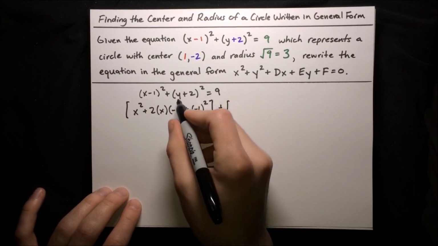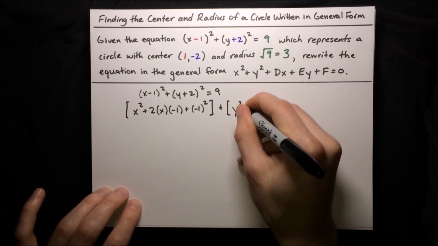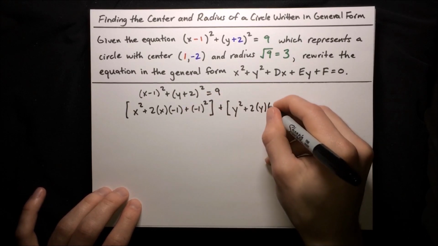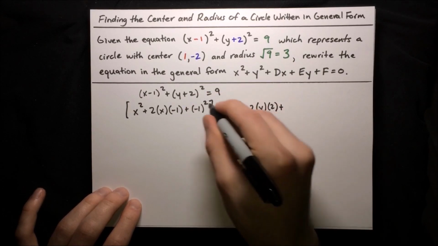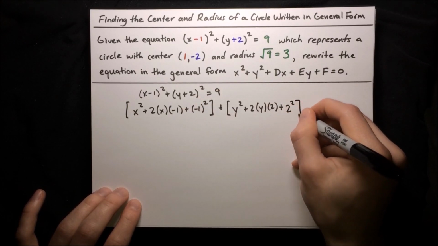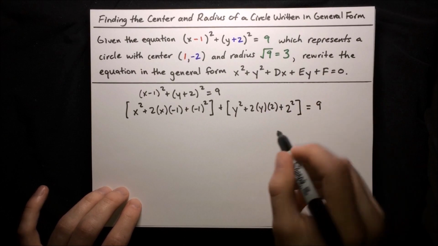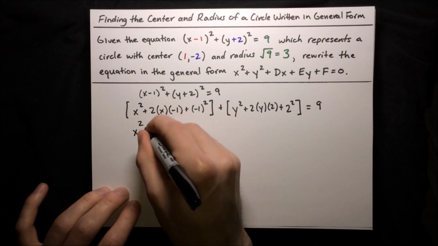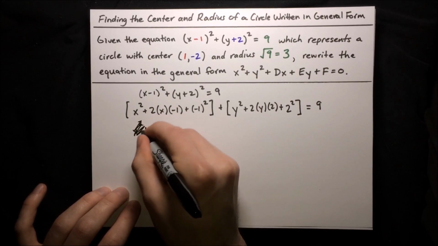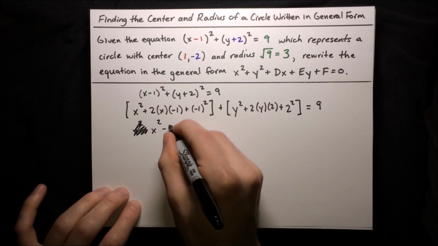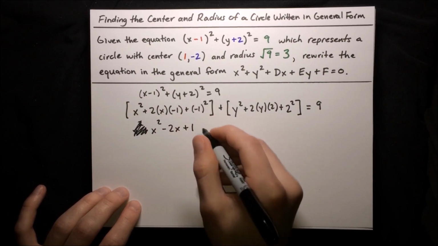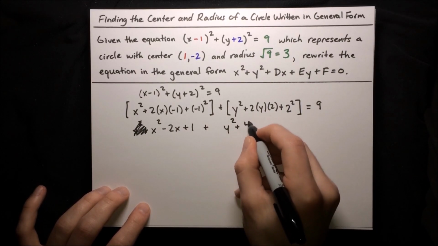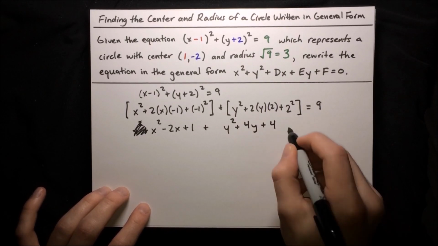So then y plus 2 squared is again just the first term squared. So y squared, then plus 2 times the first term times y times the second term, so times 2, and then plus the second term squared, so plus 2 squared. And that's equal to 9. Okay, so let's compute this and write it out. So this is x squared, then minus 2x, and then plus 1, negative 1 squared is 1, and then plus y squared plus 4y plus 4. And that's equal to 9.